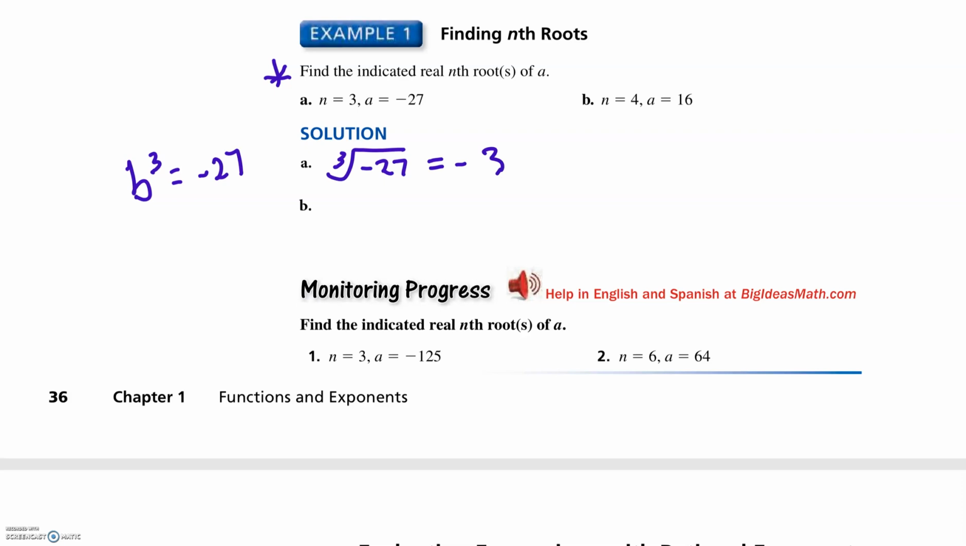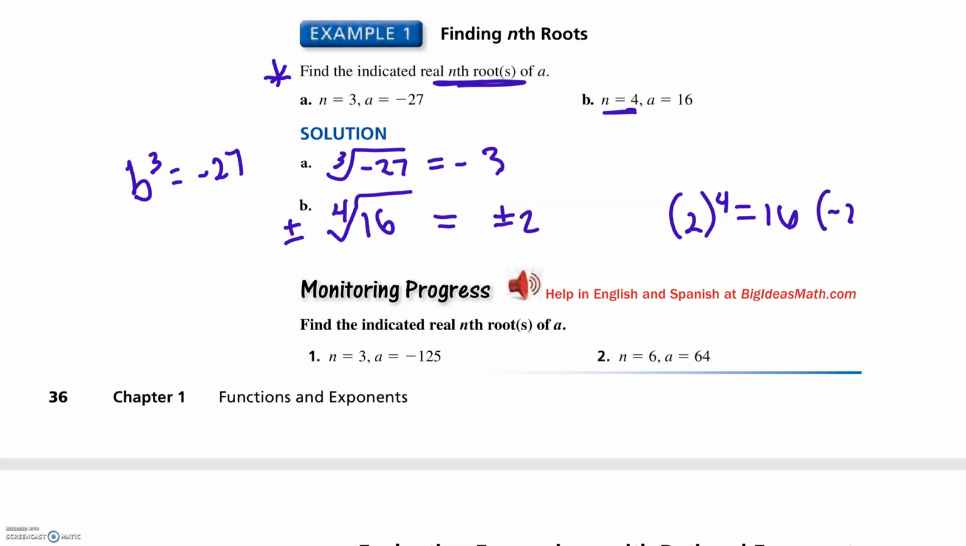All right. Now with part B, we're looking for the fourth root. The index there, n equals 4. So we're looking for the fourth root of 16. But I want the positive and the negative. That's why it said find the indicated nth roots of a. There will be a positive one and a negative one. And that's going to be 2 and -2, because 2 to the fourth power equals 16, but so does -2 to the fourth power.